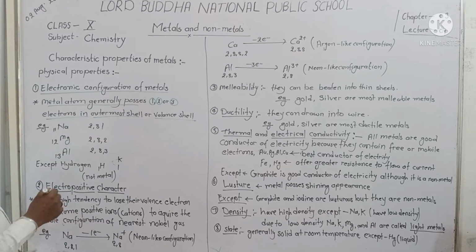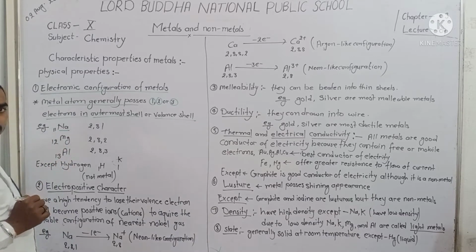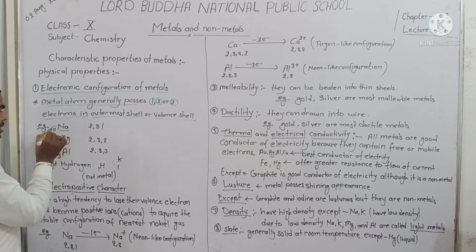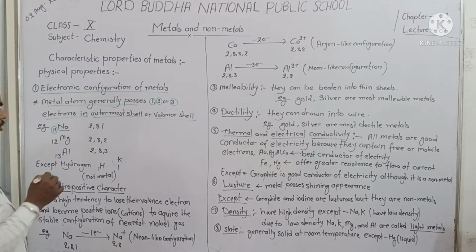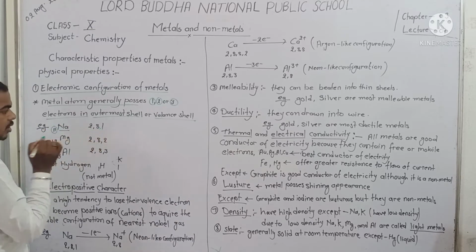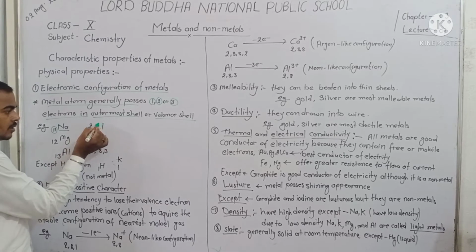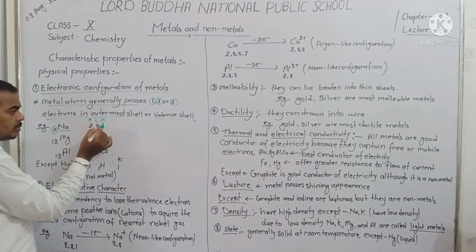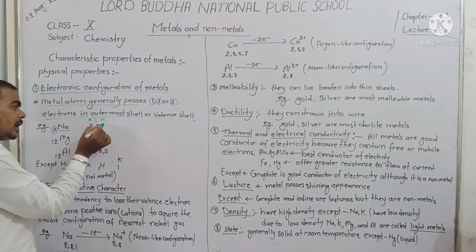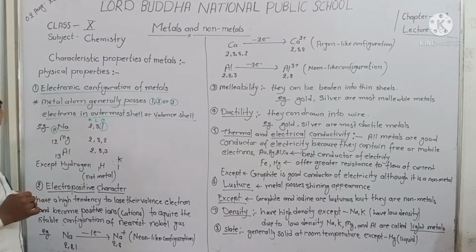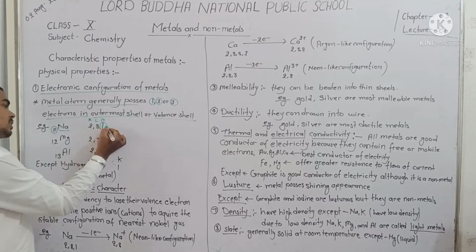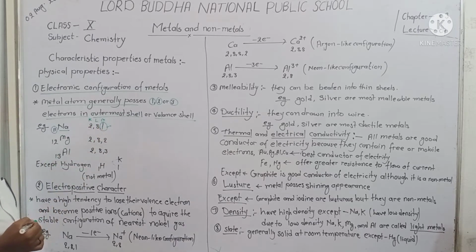For example, here sodium is a metal. The atomic number of sodium is 11. After writing the atomic configuration, 2, 8, 1 is the configuration of sodium. Here the sodium outermost cell is the third cell: K cell, L cell, M cell. M cell is the outermost cell. In the M cell, 1 electron is present. So we say that this is a metal because in its outer cell it contains 1 electron.